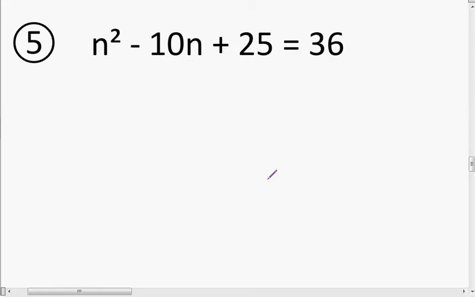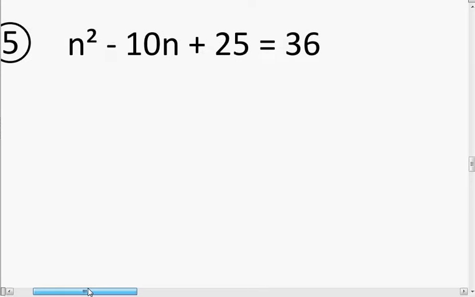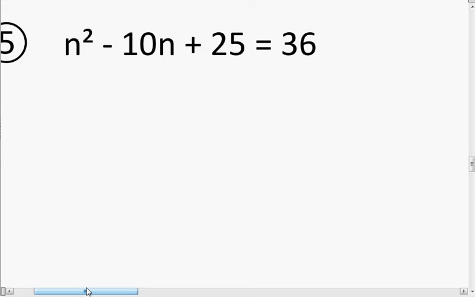Okay, this is the second video for the Core 2 classwork on February 8th, although your papers may say February 7th. We are factoring trinomials that give us perfect squares.